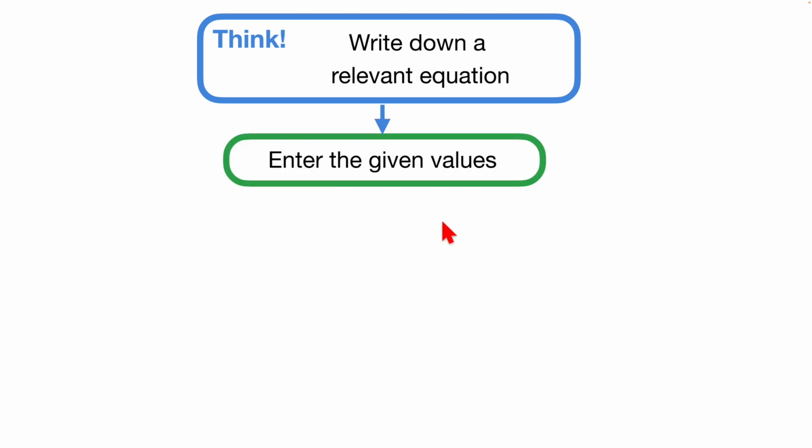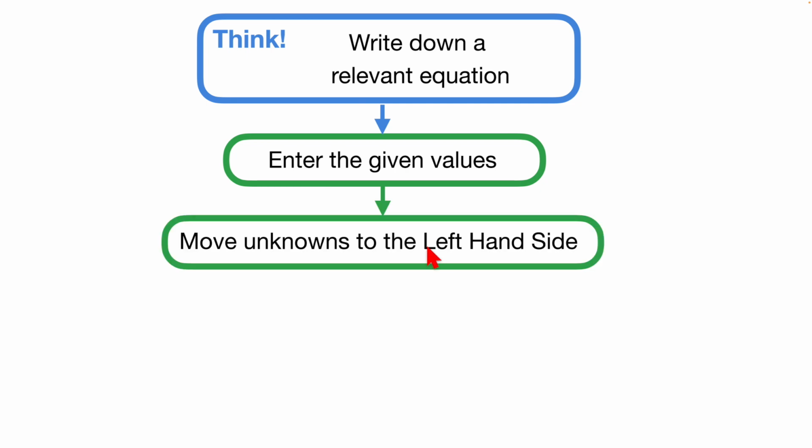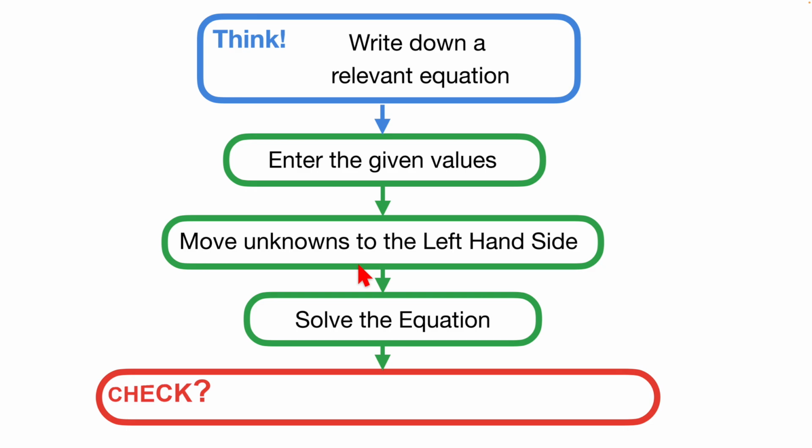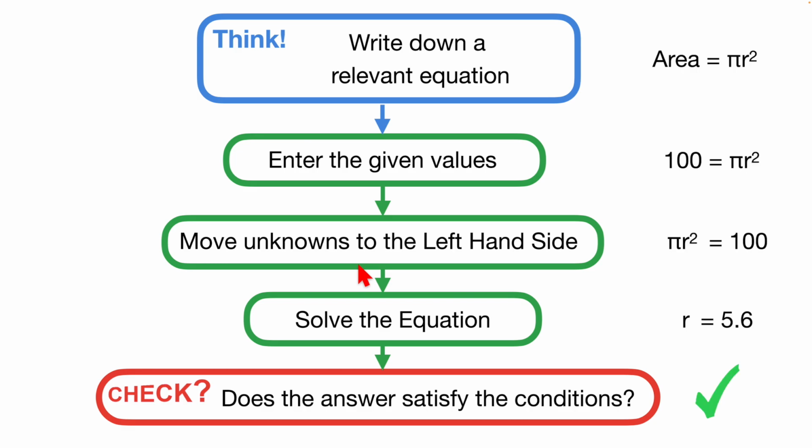Think about what is going on in the situation. You enter the given values because there will be values given to make it possible, and move the unknowns to the left-hand side. That's a personal preference for me. I like to work with the unknowns on the left-hand side. Solve the equation and check it. Does the answer satisfy the conditions? If your answer doesn't, it's wrong, and it's possible you can make a very simple change. So go back and look at the calculations.